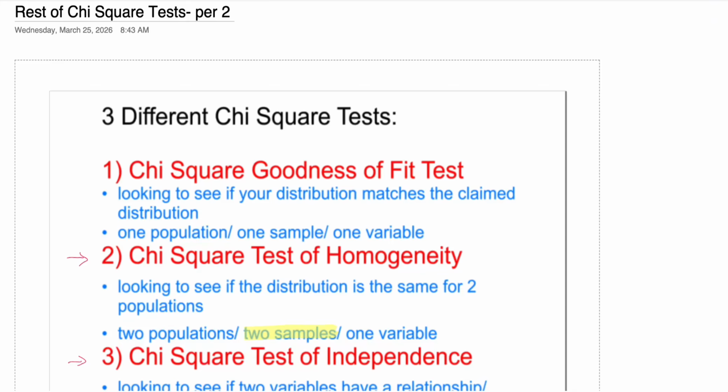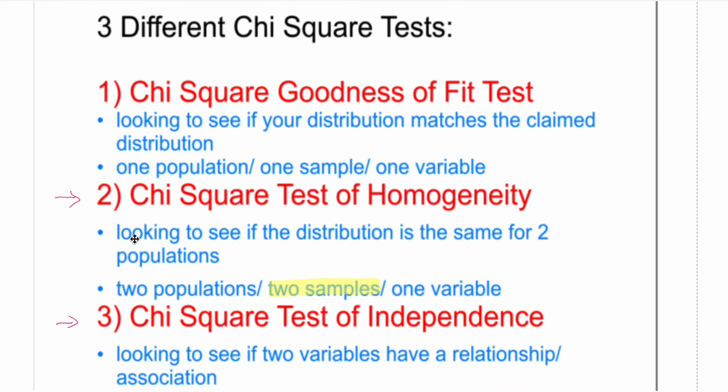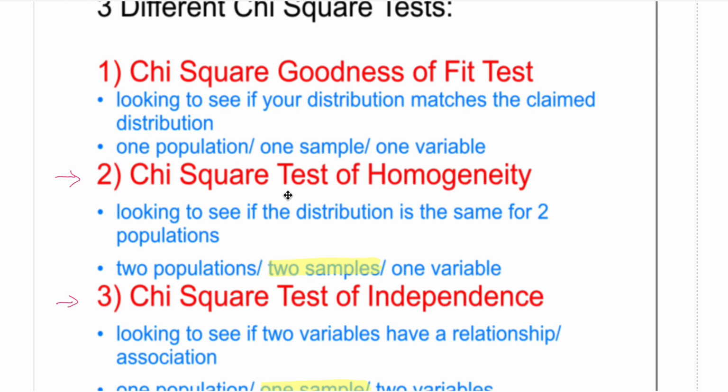Welcome back to the lesson of learning chi-square test. In the last video, we introduced chi-square goodness of fit test. So the basic summary for that will be looking to see if your distribution matches the claimed distribution, and there's a hint for you if the question states only one population, one sample, or one variable. But there's two other tests for chi-square, and in this video we're going to focus on these two: the chi-square test of homogeneity and chi-square test of independence.